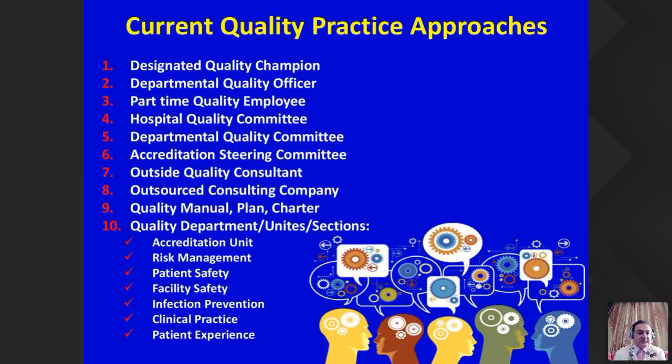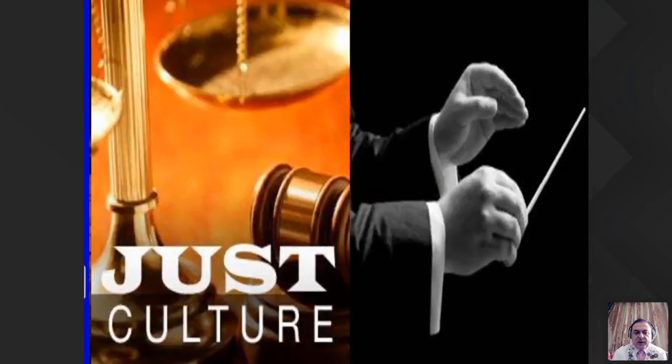Current quality practices are still there. Either you have a designated quality champion, a department quality officer, a part-time quality employee, a committee, a departmental quality committee, or an accreditation steering committee. All of them are there, and you might have sections like accreditation unit, risk management, patient safety, and facility. There are so many disciplines. These are the approaches where quality is implemented now. I would say this is still a traditional thing. So what's next? Why are we doing this?